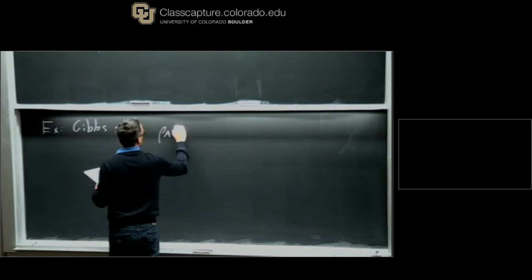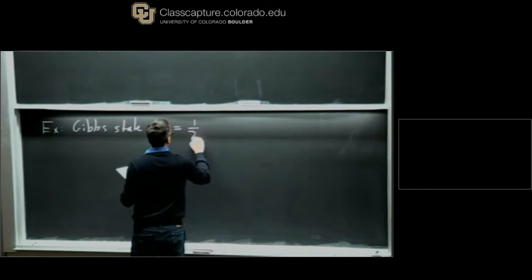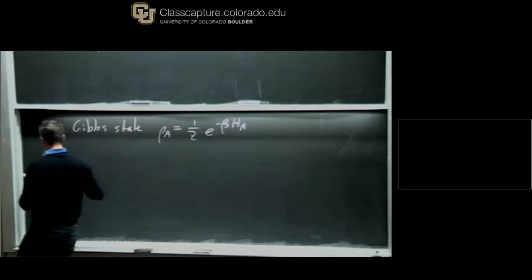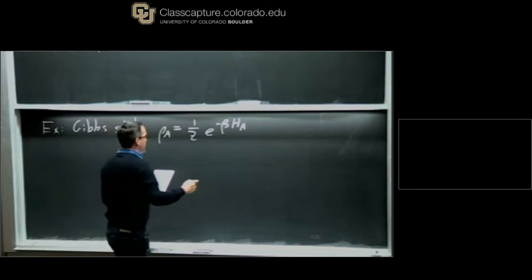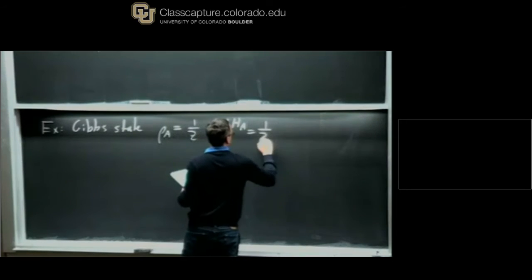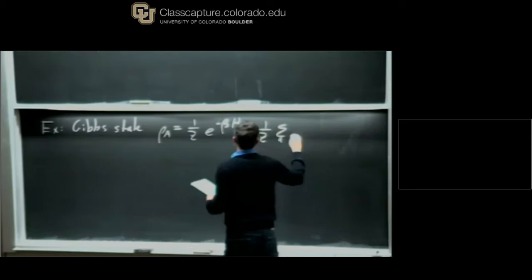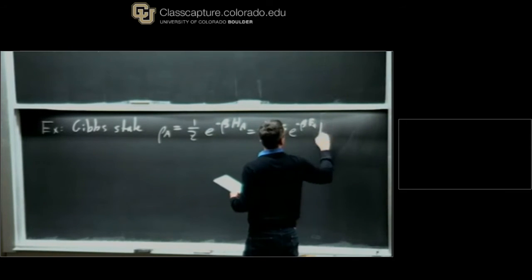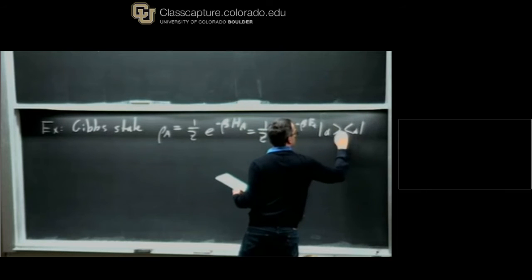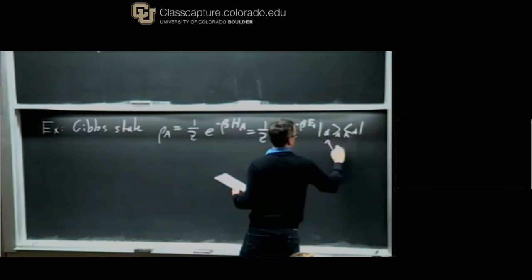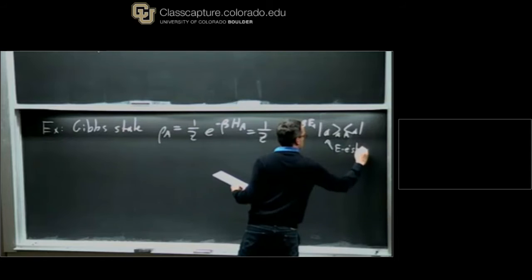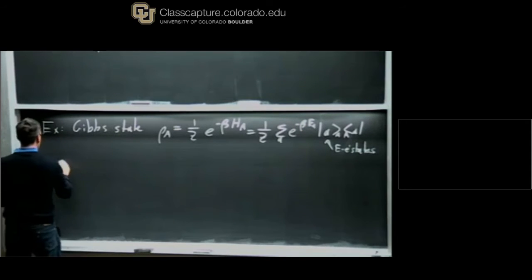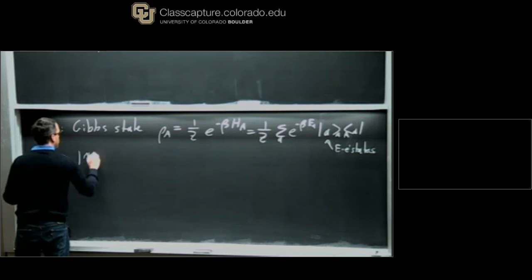So rho A is 1 over Z e to the minus beta, and now these are the eigenstates, e to the minus beta E_A. These are the energy eigenstates. Okay, so the purification looks like this.